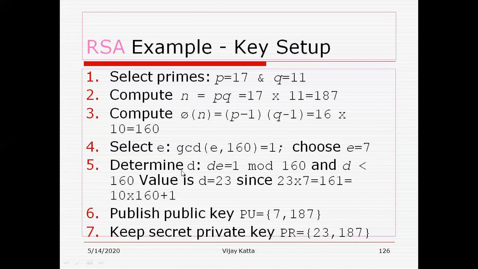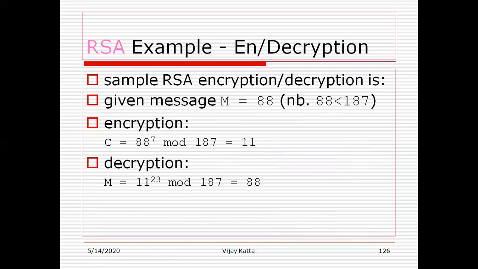Now I will determine D. D into E is equal to 1 mod 160. So I will choose D equal to 23, which satisfies this condition. Yes, it satisfied the condition. I will send my public key, which is 7 and 187, that is E and the value of N, and I will keep secret my private key, that is 23 and 187. In this pattern the RSA algorithm works. You should solve at least 2 or 3 problems with RSA examples. This is an encryption technique.